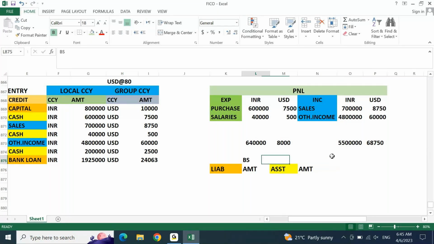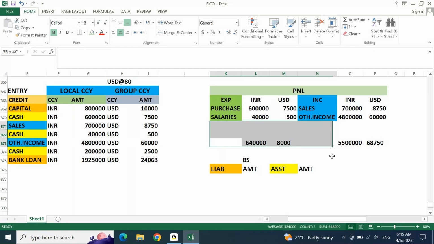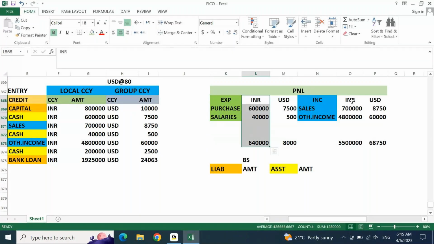Now first let us talk from the INR point of view. If you talk from the INR point of view, what is the financial result? In INR, what is the result? Look at this, look at this.